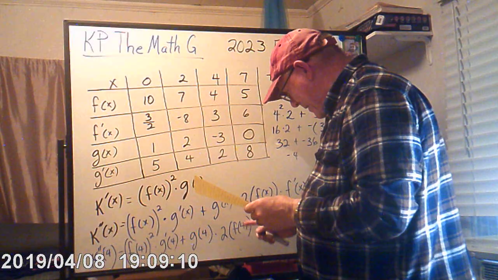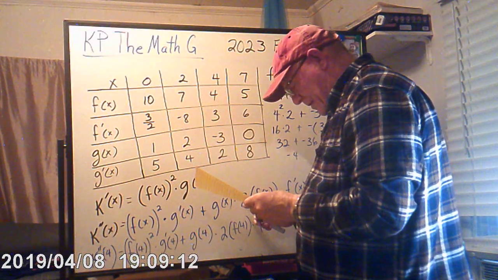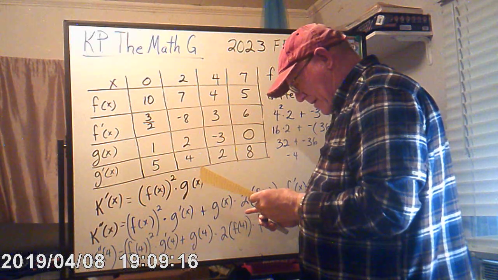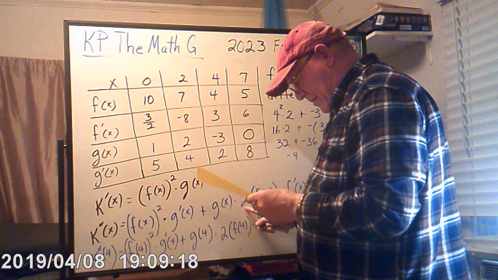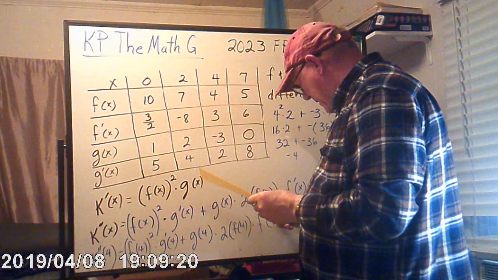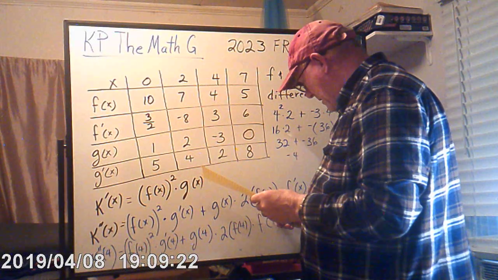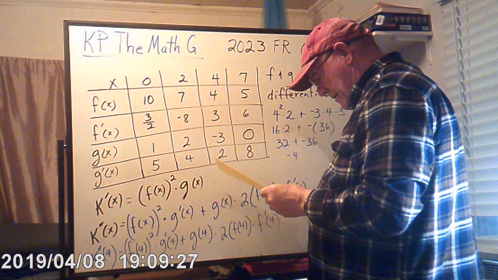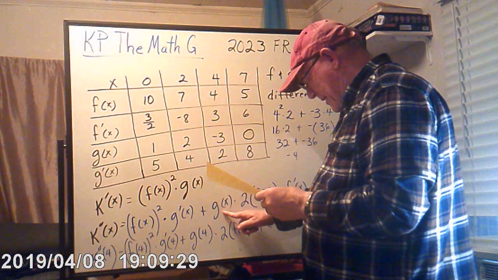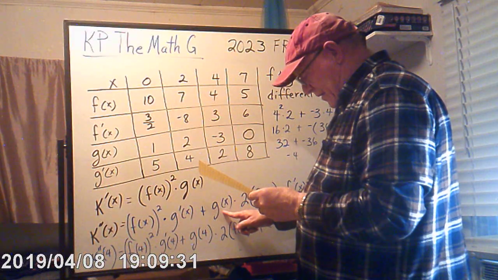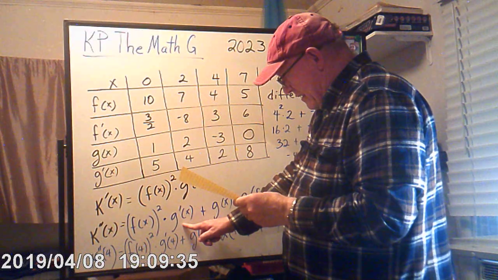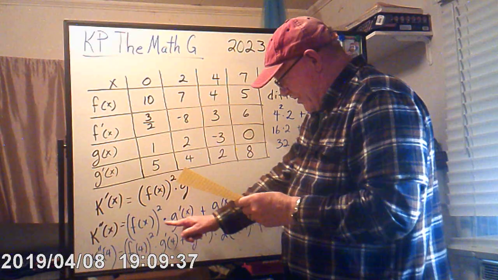I apologize. Alright, so the derivative of the first right here, times the second, plus the derivative of the second times the first.